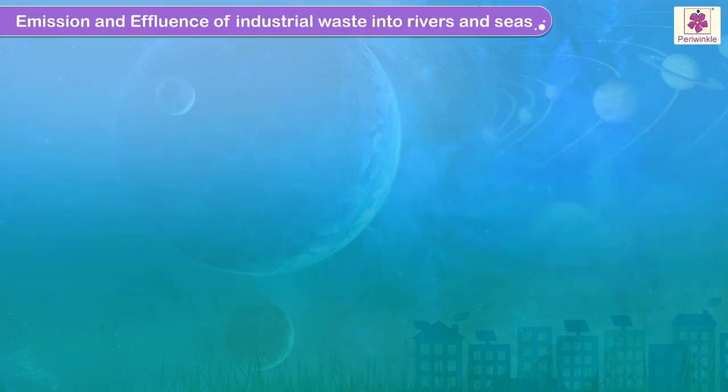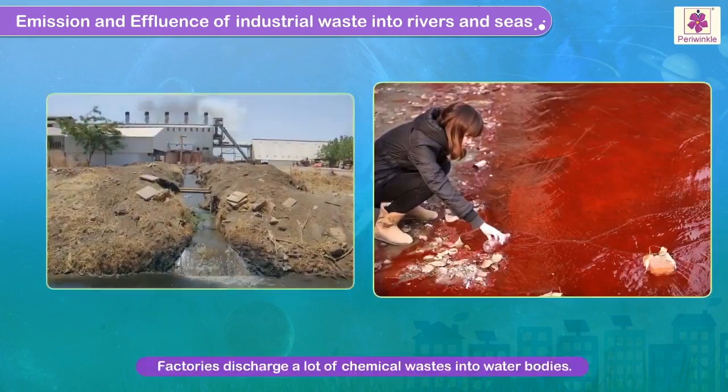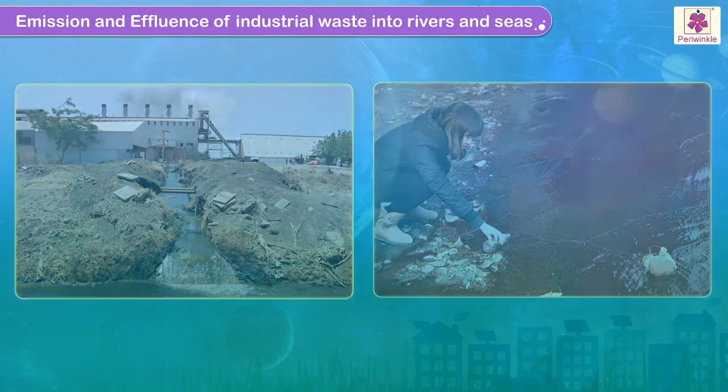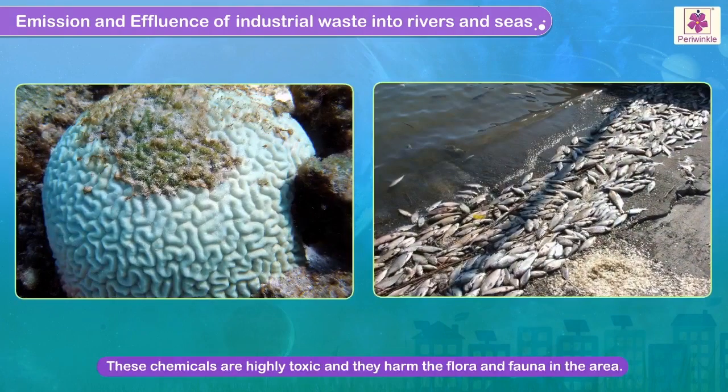Emission and effluence of industrial waste into rivers and seas. Factories discharge a lot of chemical waste into rivers, lakes, and other water bodies in their vicinity. These chemicals are highly toxic and they harm the flora and fauna in the area.